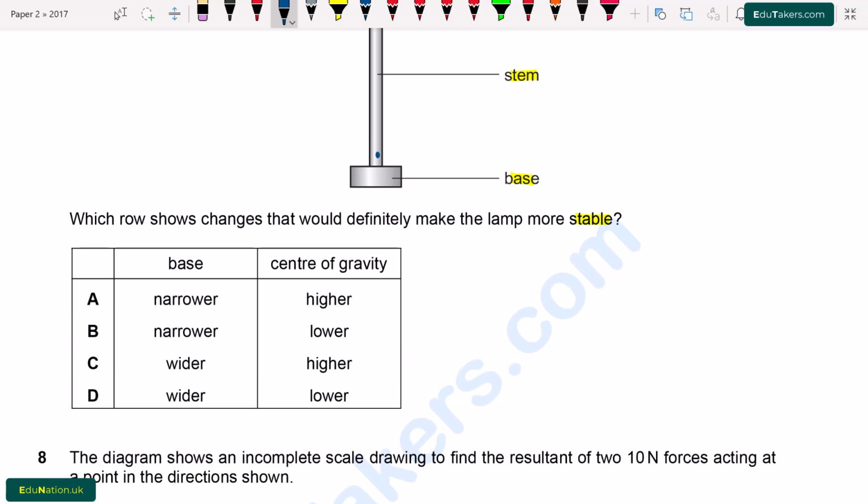Now we see the options. Base and center of gravity. Option A, narrow and higher. B, narrow and lower. C, wider and higher. D, wider and lower. From here, option D is correct because the base should be wider and the center of gravity should be lower.